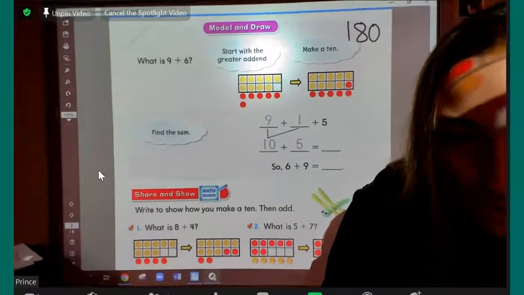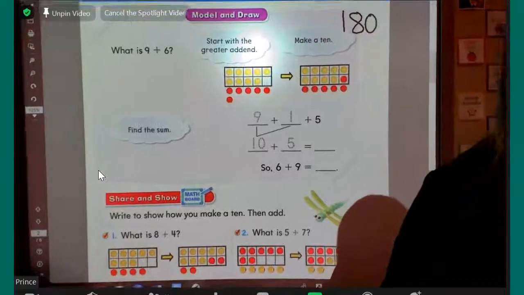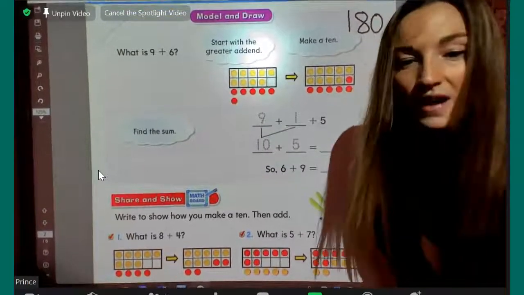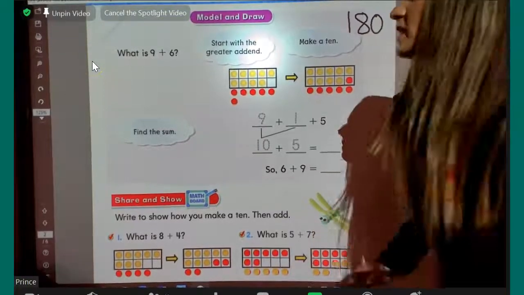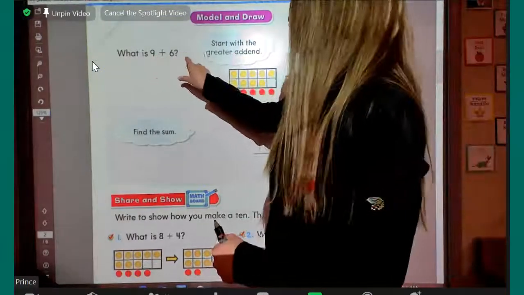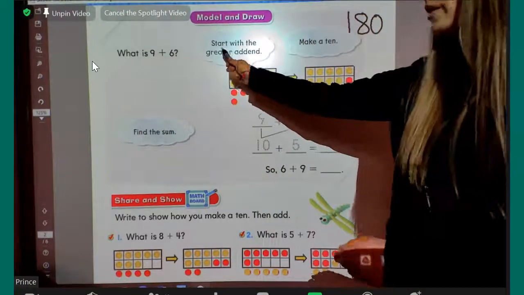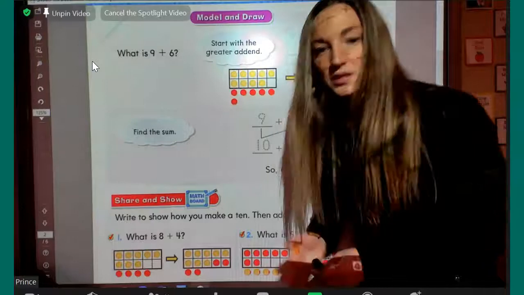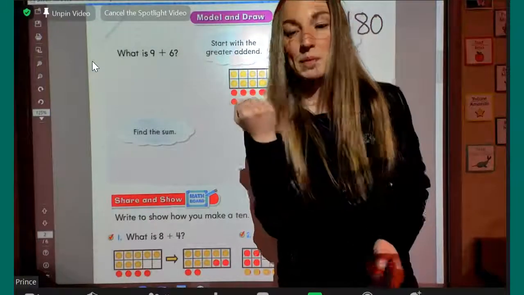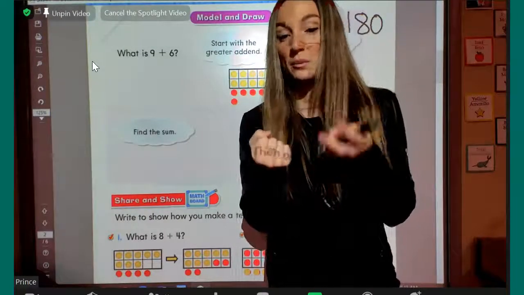Okay, a lot of these are walking through it together as a class. So if I call on you, I want you to help me out with the problem. This says, what is 9 plus 6? We're going to start with the greater addend. The reason we do that, boys and girls, is because it's easier to scoop up the bigger number, so you just have to count a little bit more.